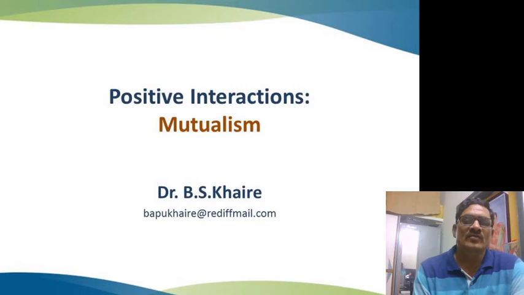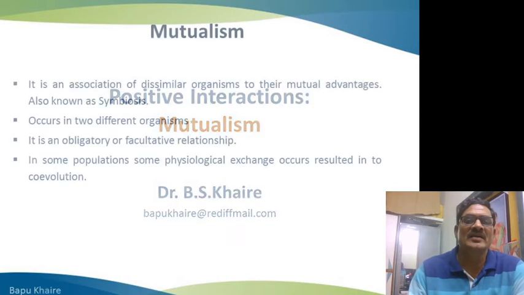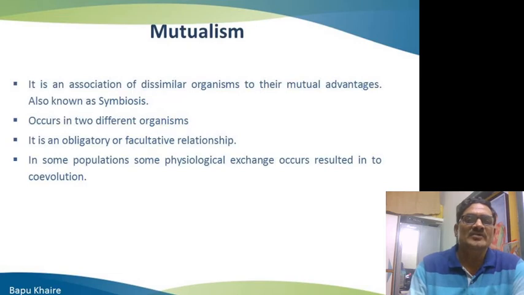In this video we are going to learn another type of positive interaction, that is mutualism. Mutualism is an association of dissimilar organisms to their mutual advantage. Therefore, it is also known as symbiosis. It occurs between two different organisms, and it is an obligatory or facultative type of relationship.